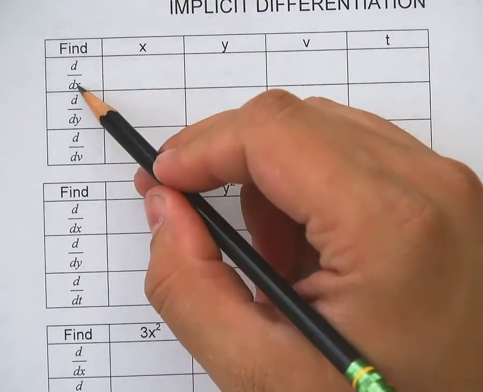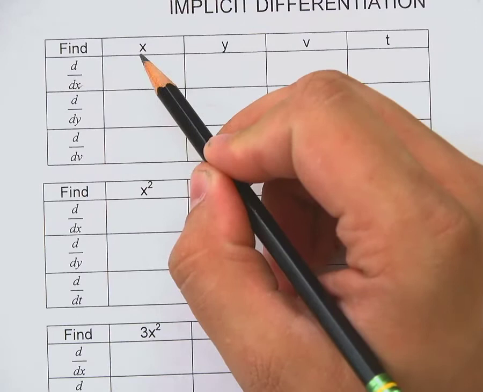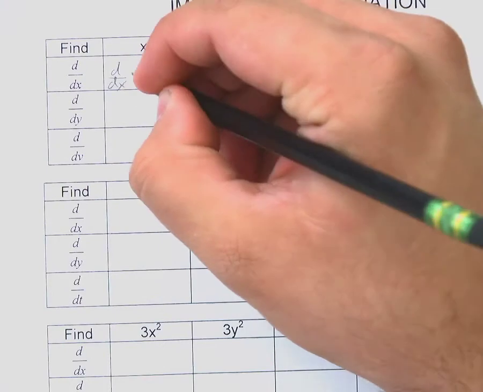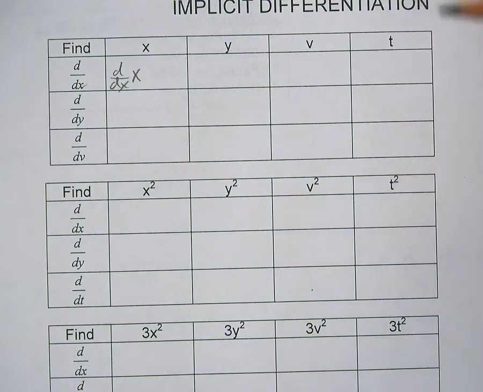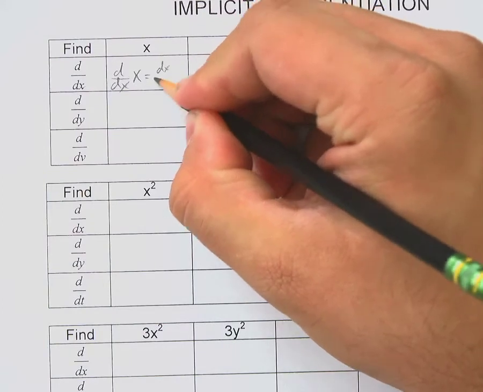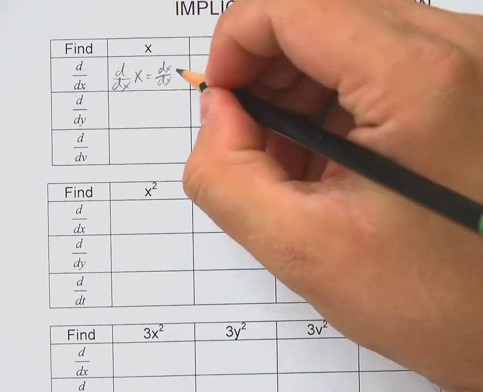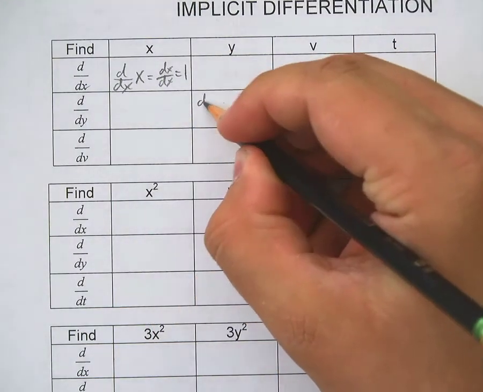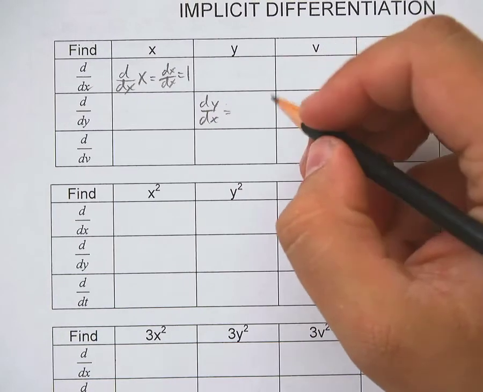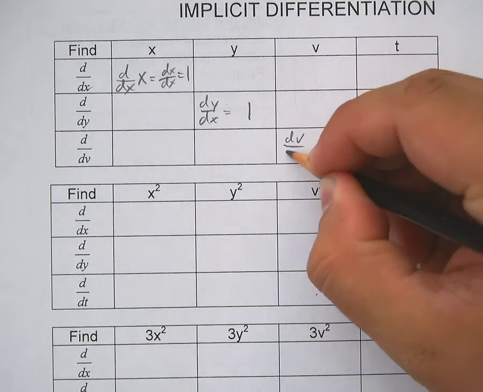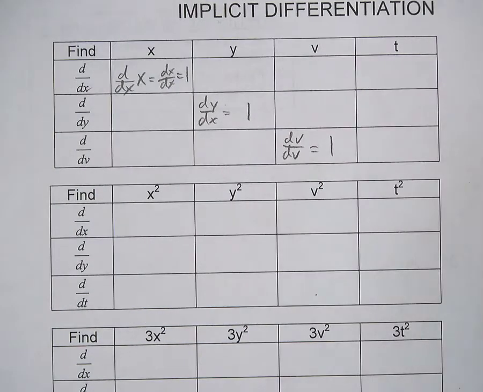First, the derivative with respect to x. If you were to take the derivative of x, this is d/dx of x. You're taking the derivative of x with respect to x. Well, the derivative of x is just 1, right? This is kind of like saying dx over dx. That's just 1. So if I wanted to take the derivative of y with respect to y, then that's just going to be 1. Same thing over here. The derivative of v with respect to v is just 1.